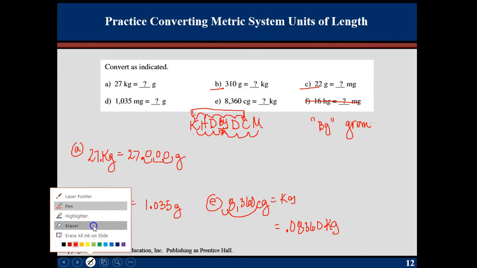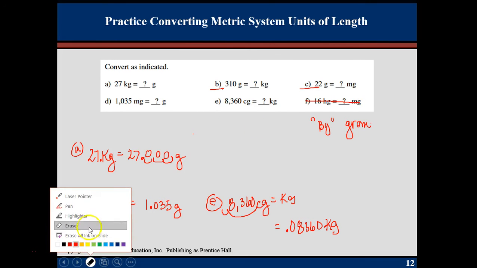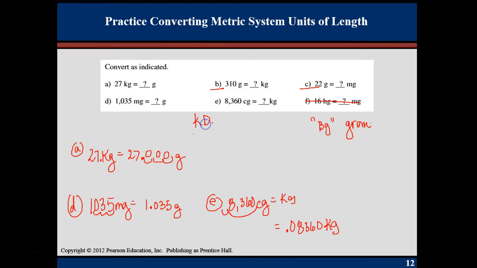Okay, let's look at B and C, and I'm going to put up a fresh King Henry. Oops, I lost my Henry. Chocolate milk. There we go. B. 310 grams. I'm going to kilograms. So I'm starting here in the middle and going 1, 2, 3 spots to the left. So 0.310. And for C, I have grams. So I'm starting at the "by" and going down to milligrams. So 1, 2, 3 the other way. So I have 22,000 milligrams.